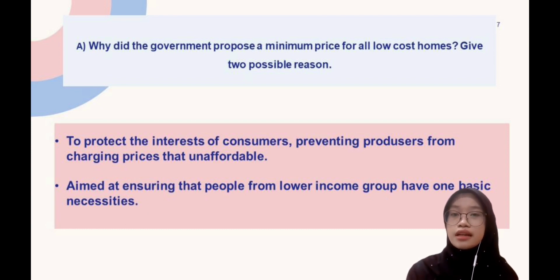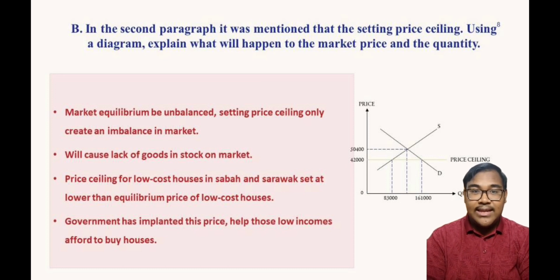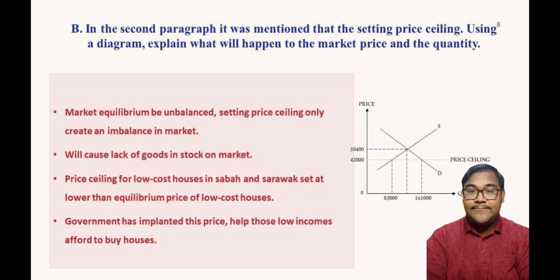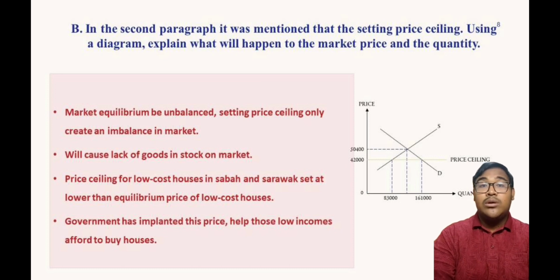necessities, which is shelter. Okay guys, I will explain case study question number 4, question B. Okay, in the second paragraph, it was mentioned that the setting price ceiling. Using diagram, please explain what will happen to the market price and the quantity. The explanation is market equilibrium will be unbalanced, which means setting a price ceiling will only create an imbalance in the market. The situation will cause a lack of goods in stock on the market because what customers are asking for is cheaper than what can be produced.